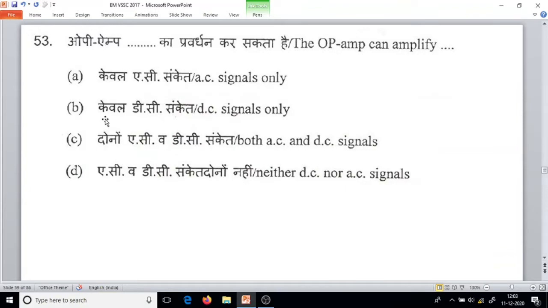Question number 53. The op-amp can amplify. What is an op-amp? This is the op-amp, simple. An op-amp will have an inverting terminal and a non-inverting terminal. This is the non-inverting terminal, this is the inverting terminal, and this is the output. Then it should be supplied with VCC and minus VEE. An operational amplifier can amplify both AC and DC signals. So the answer is option C.